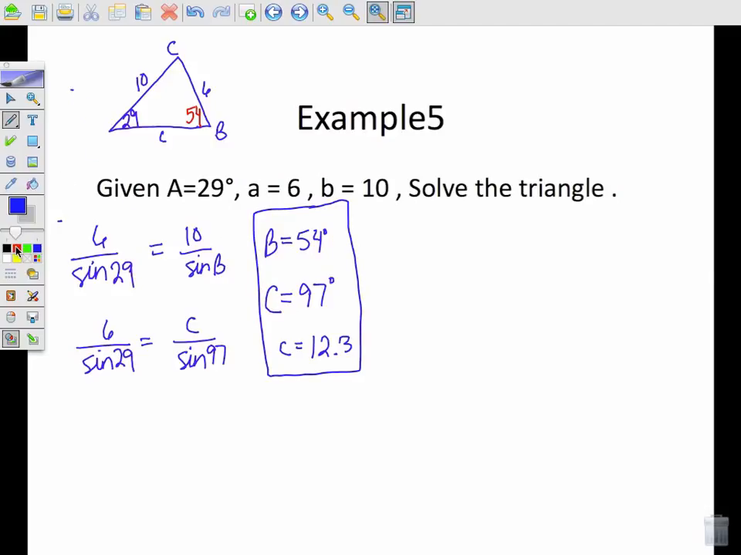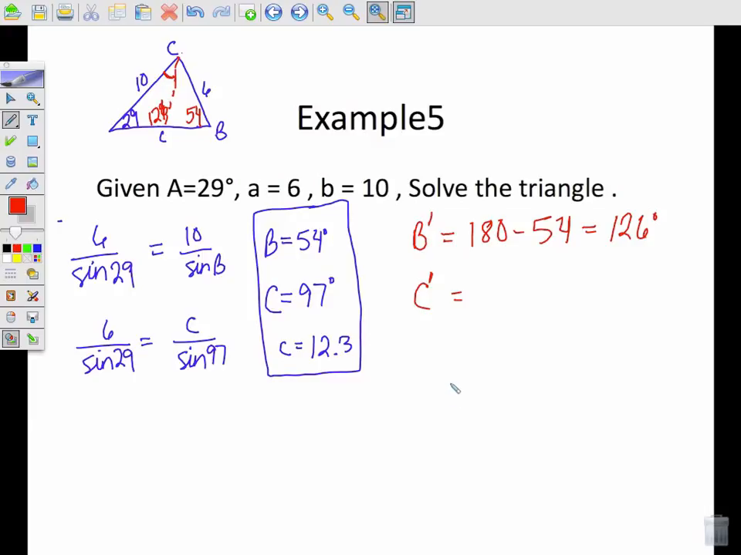Now, if there does exist a second triangle, then here's where it's going to be, right in here. And for this 54, B prime would equal 180 minus 54, which is equal to 126. So this would be right in here, 126. So what we have to ask ourselves is, 29 plus 126, is that less than 180? Yes, it is. So we will have a C prime.